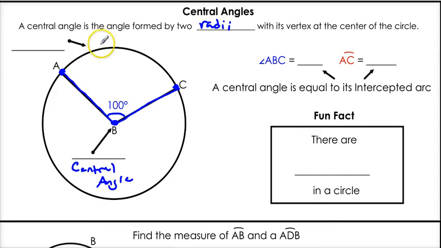Now, this also forms something called an arc. And the arc is just this portion of the circumference that we see right here. It's just a part of the circumference. All right? It's the outside part.